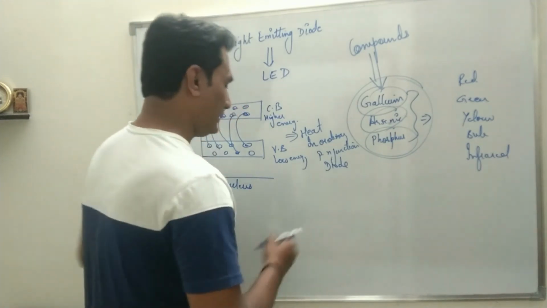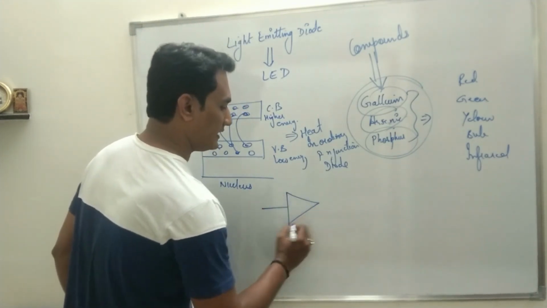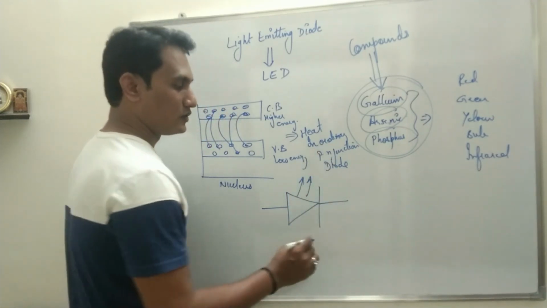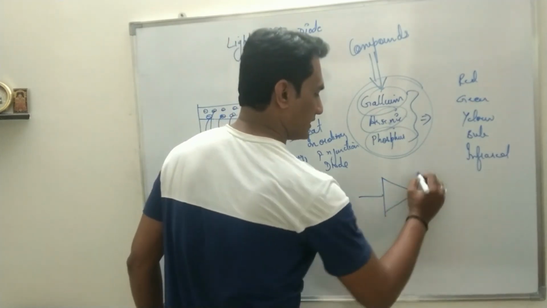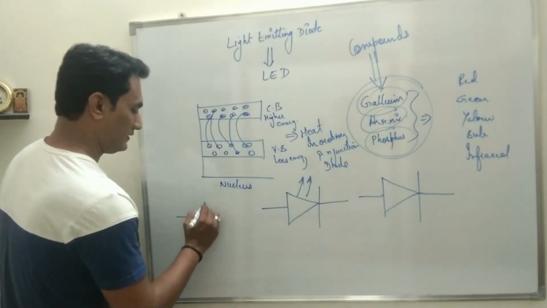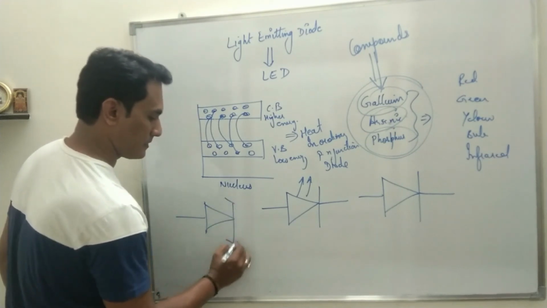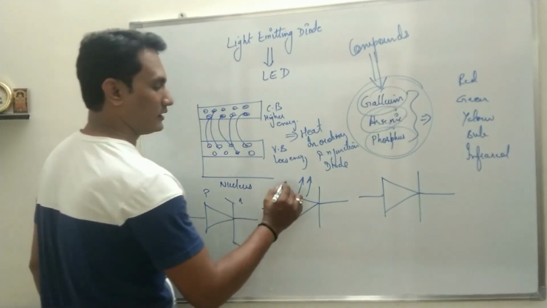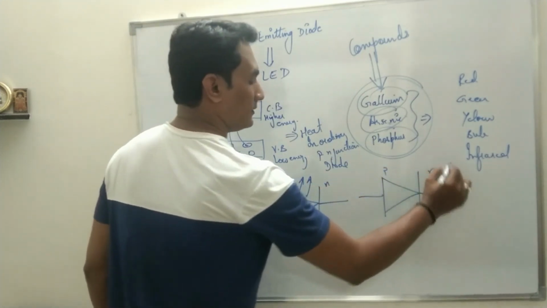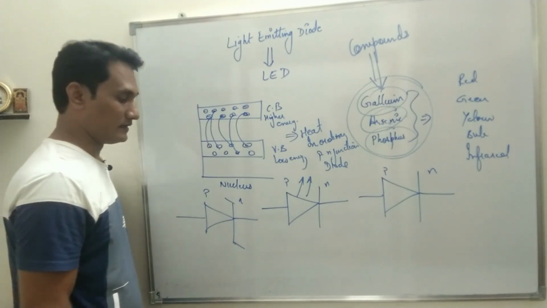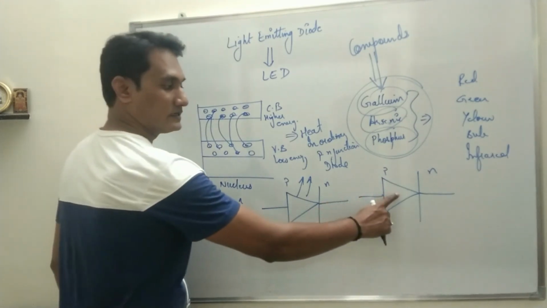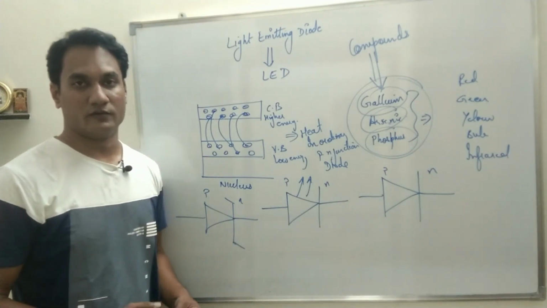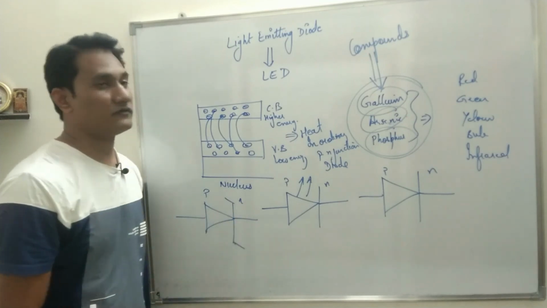The symbolic representation of the light emitting diode is drawn like this. So now we have three p-n junction diodes: this one and this one. In all these cases, the arrow mark indicates the P region and the single line indicates the N region. This represents the Zener diode, this is the ordinary diode, and this is the light emitting diode. So these are the types of p-n junction diode.